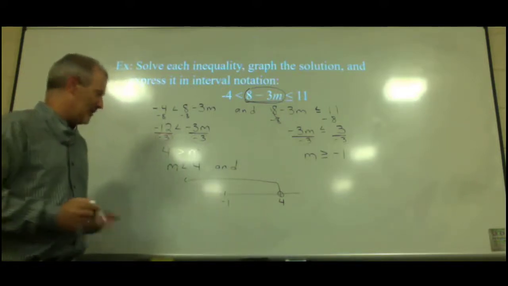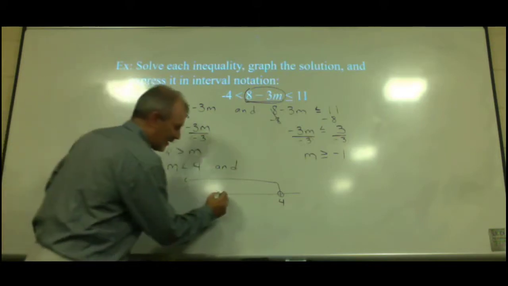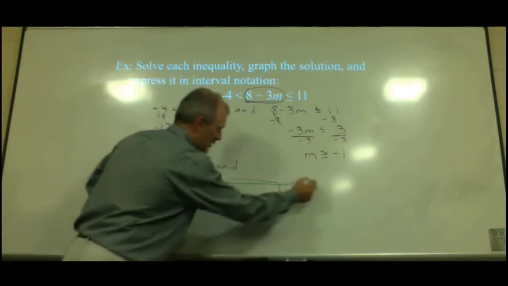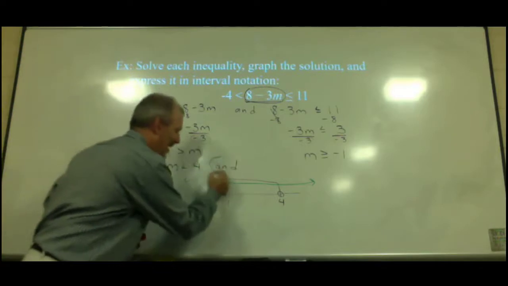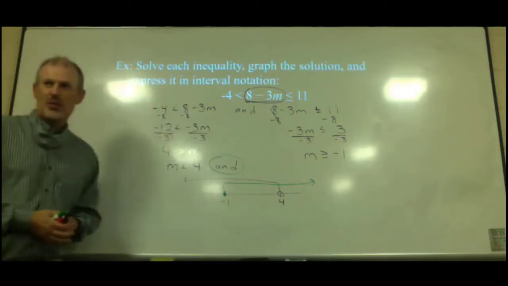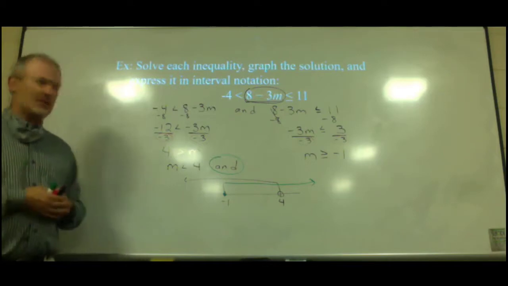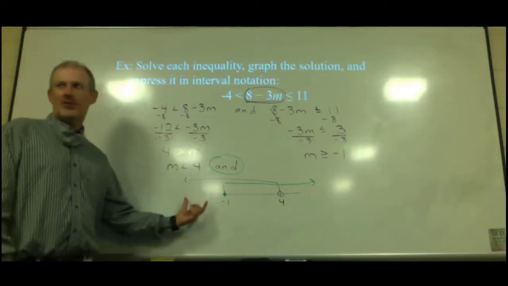Then what sort of boundary point goes on the -1? Closed, and it's going to go which direction? To the right. Now remember, this is an and statement, so we just need one. It has to work for both inequalities. Does over here on the left work for both inequalities? No, just the purple one.